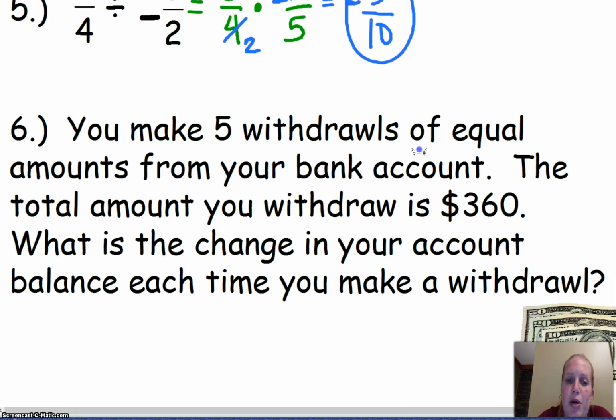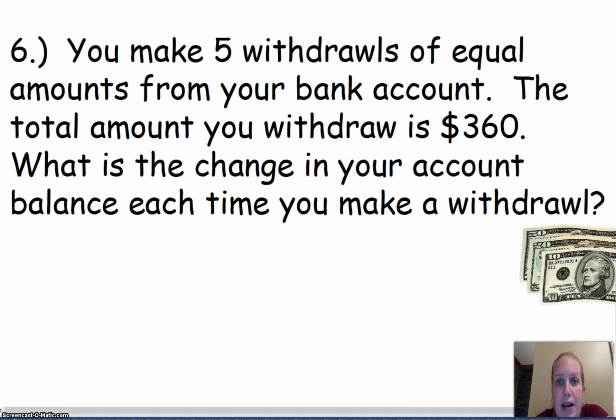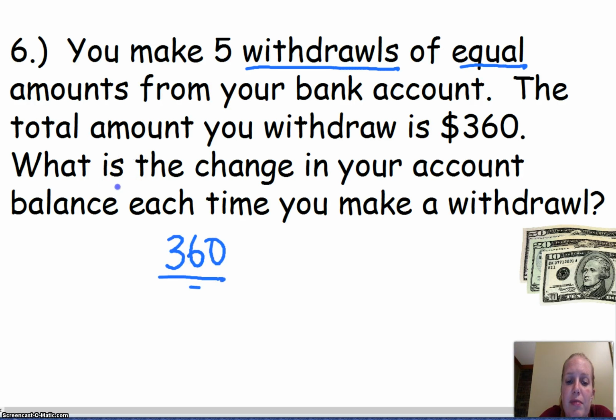All right, a word problem. Please write down the word problem. You make 5 withdrawals of equal amounts of money from your bank account. Withdrawal means that you're taking it out, and they're equal, so I'm taking out 5 equal amounts. The total that you withdraw is $360. What is the change in your account balance each time you make a withdrawal?